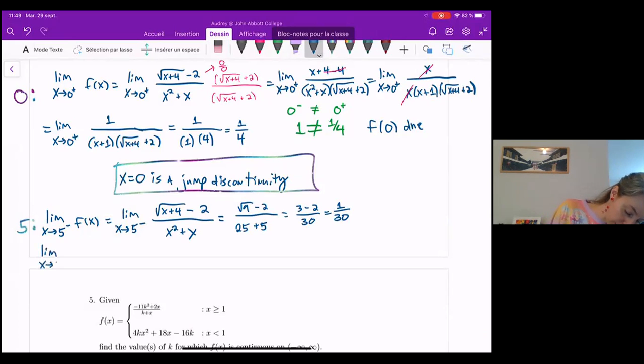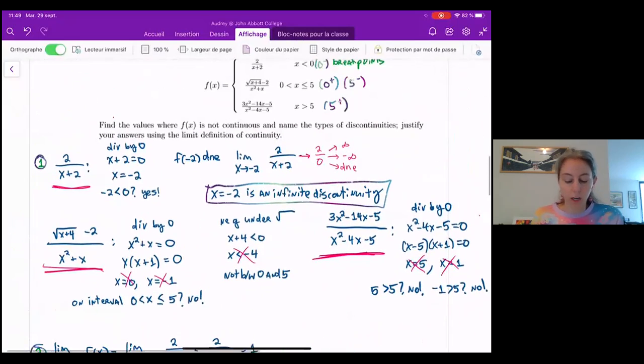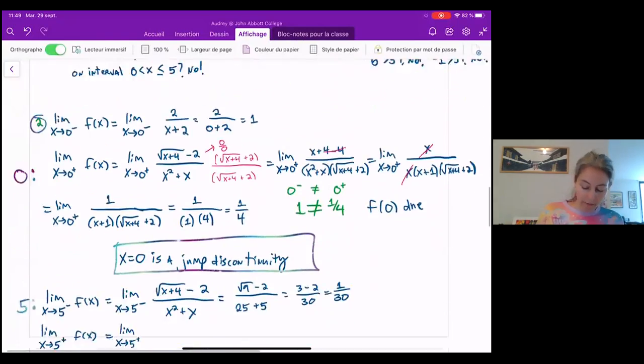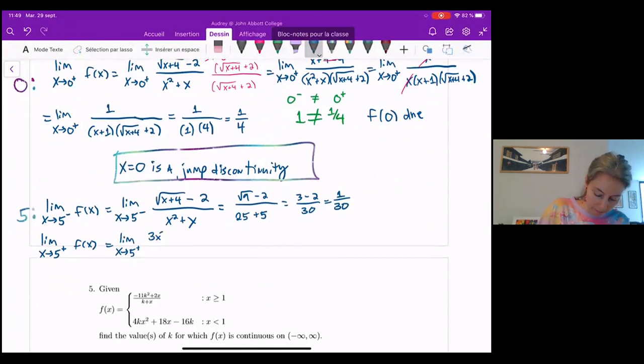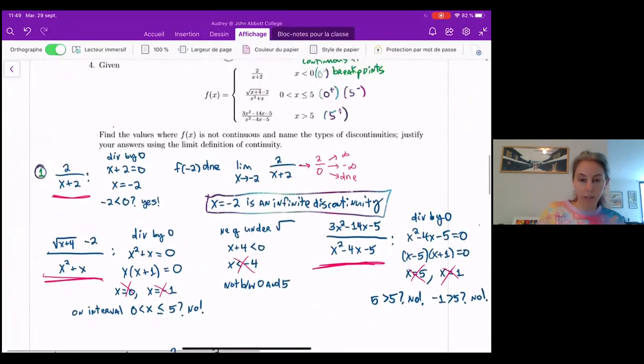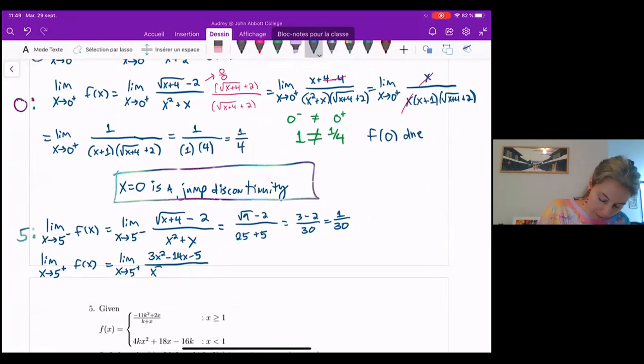The limit as x approaches 5 from the right of my function. And we saw that 5 from the right came from the third function. So 3x squared minus 14x minus 5 over x squared minus 4x minus 5. And when I plug that in, I get 25 times 3, that's 75, minus 5, minus 14 times 5, so that gives me a 0 on the top, and it turns out it gives me a 0 on the bottom as well.